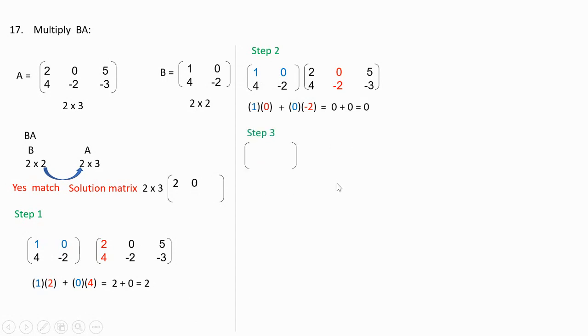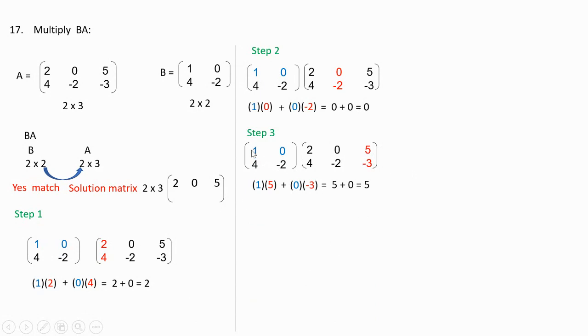Now step 3. Again, same row times now the last column, which will be the 5, -3 in red. So 1 times 5 is going to be 5. 0 times -3 will give us 0. So it'll be 5 plus 0, which gives us 5. So the 5 goes on the first row, third column.